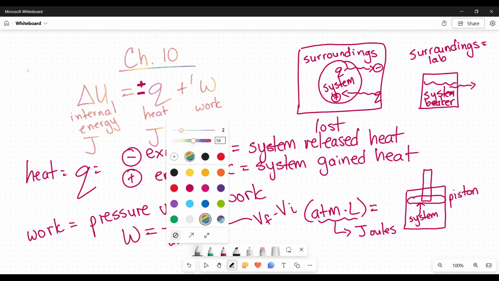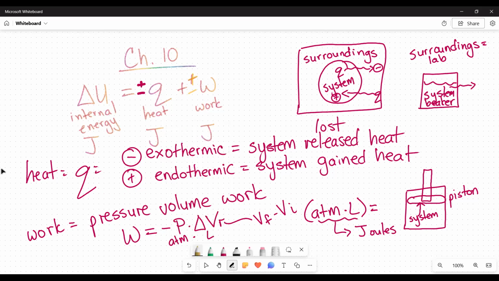All right, work positive, work negative. So now we need to think about work the same way that we're thinking about heat.